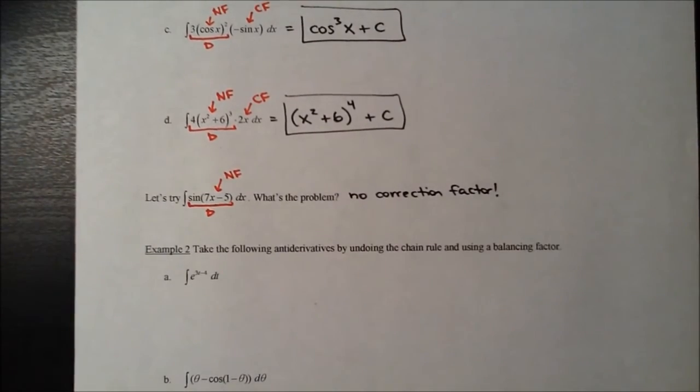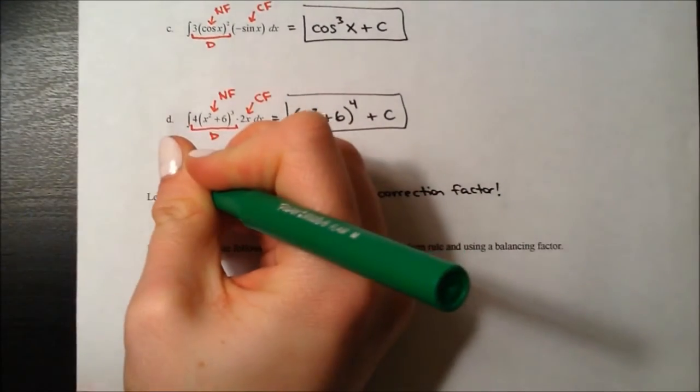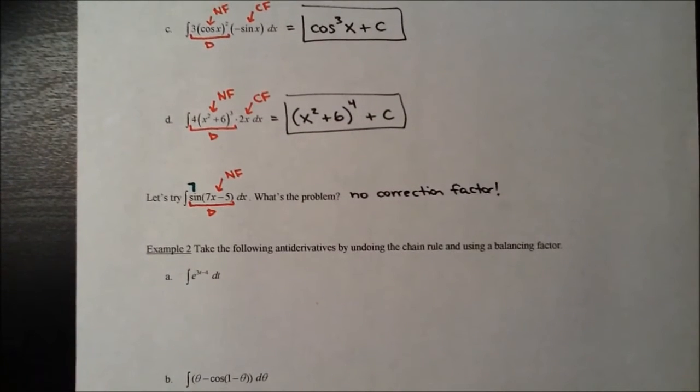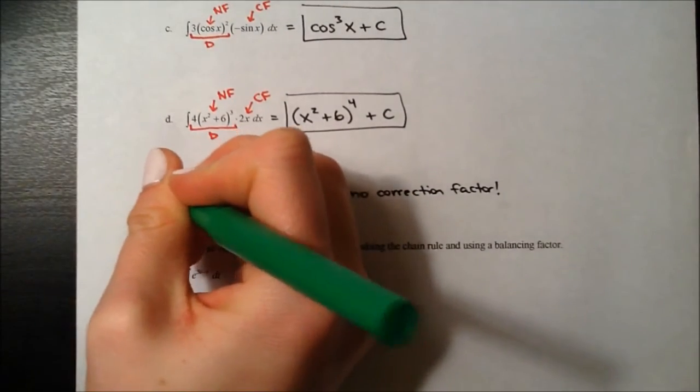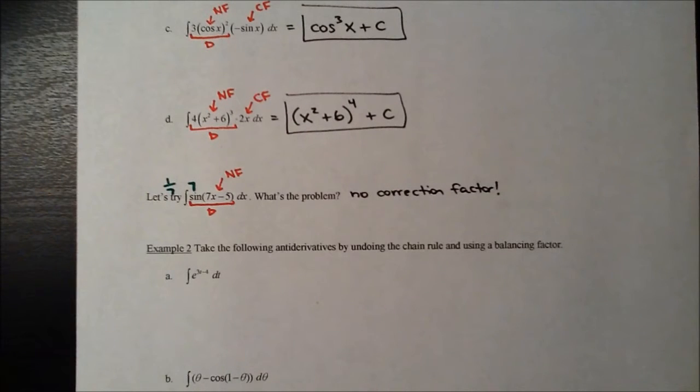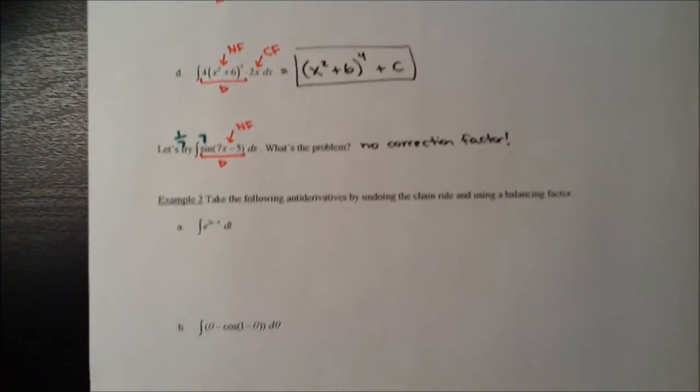I'm going to see if I have a different color. So we would just throw the 7 right in there. Because you're like, well, I need my correction factor. Okay, there it is. But you can't just multiply something by 7. That totally changes it. So what you do is on the outside, you throw in a 1/7, which we call a balancing factor. So you throw in any correction factor that you need as long as it's just a constant. And then you balance it out with what we call a balancing factor. Okay, so we're going to look at a couple of examples that do just that. So undoing the chain rule and then using a balancing factor.